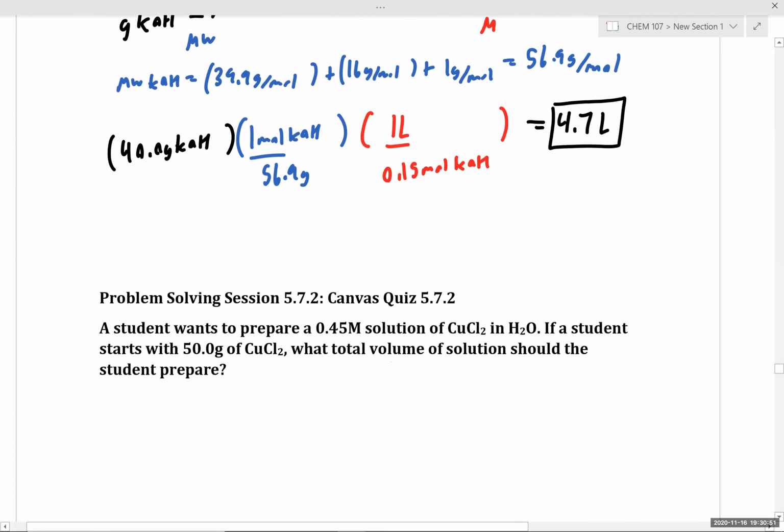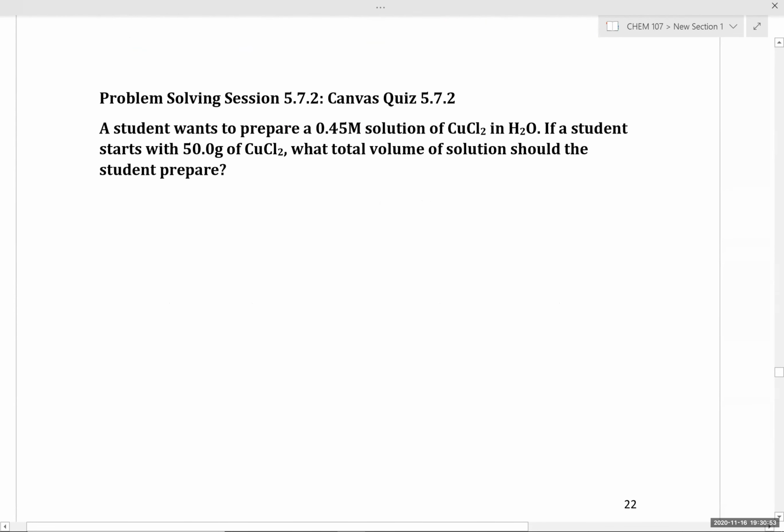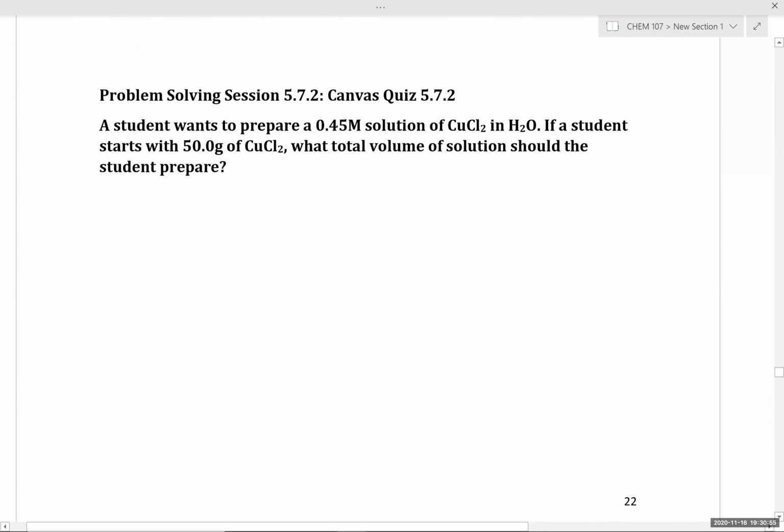Okay, then let's apply what we've learned to the following example. Let's work on this example for about 3 minutes. Let's figure out what total volume of solution needs to be prepared if you're trying to prepare a 0.45 molar solution of copper chloride from 50 grams of copper chloride.